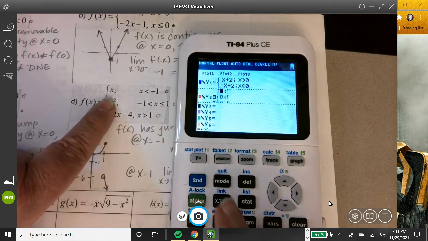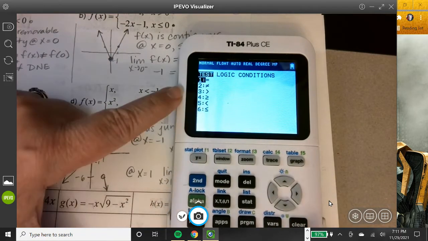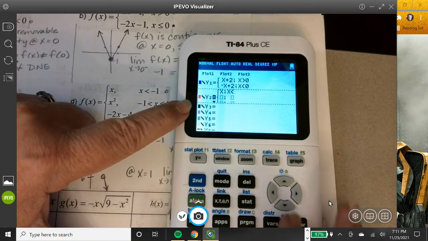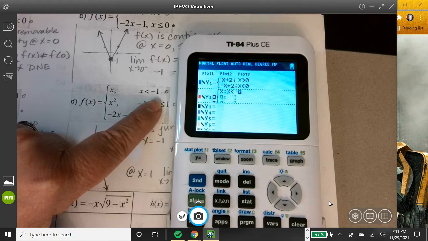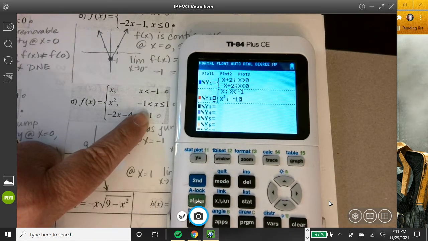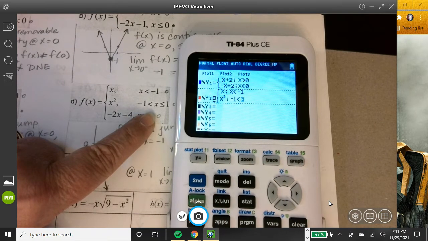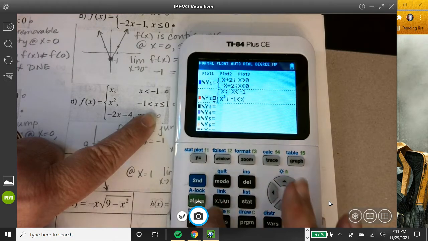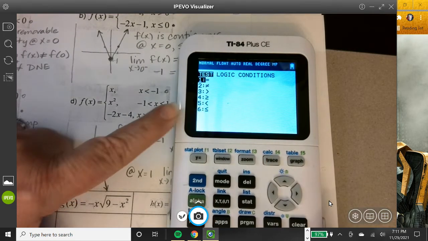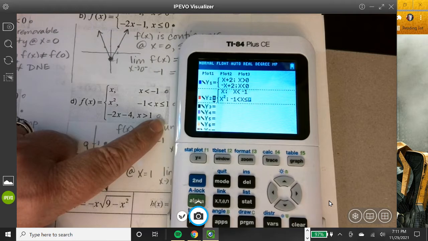So we're going to type in x, and now we have to put the conditional in, and we're going to say x less than, and you get to the conditional going second test, and we want the less than, which is number 5, -1, and then let's go to the second branch, which is x squared, and we're going to go to the conditional, which is -1, second test, less than, which is number 5, x less than or equal, so second test less than or equal to, which is going to be number 6, and then we're going to type in 1.